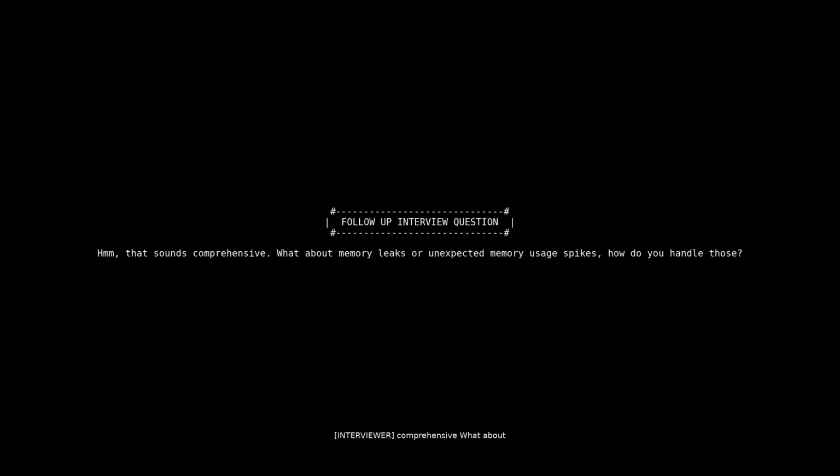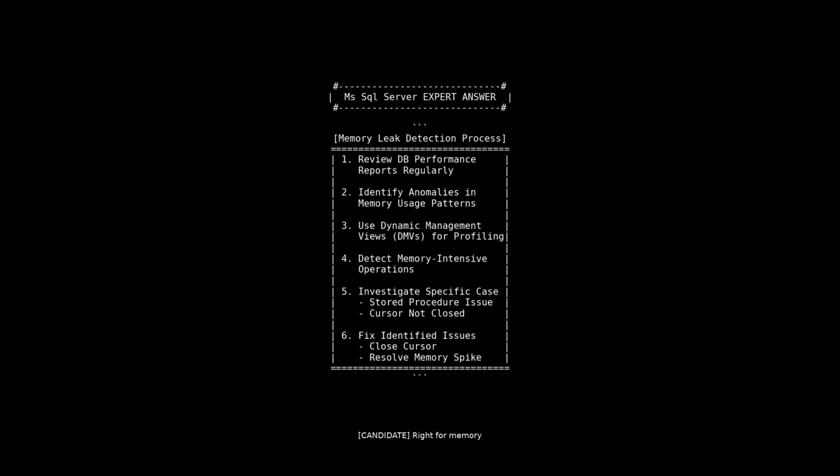That sounds comprehensive. What about memory leaks or unexpected memory usage spikes? How do you handle those? Right, for memory leaks, we regularly review the DB performance reports and look for any anomalies in memory usage patterns. Profiling queries using dynamic management views helps us identify and fix memory-intensive operations. In one case, we discovered a stored procedure that was not releasing memory properly due to a cursor not being closed. Fixing that resolved a significant memory spike issue.